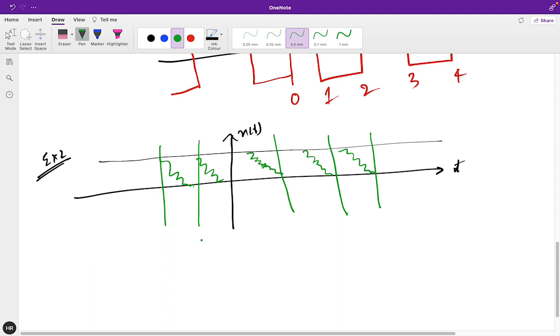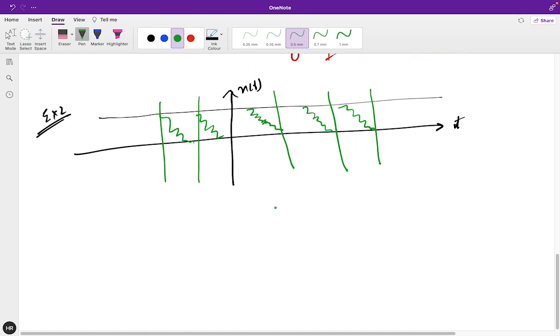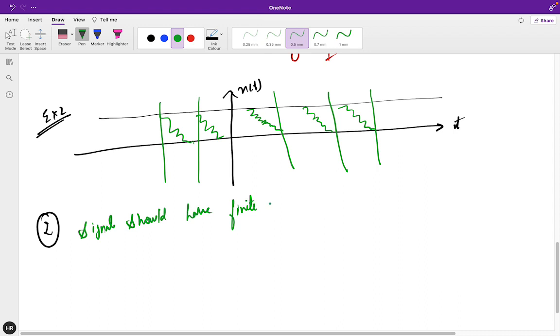And for Fourier series expansion there is another criterion. The second criterion: the signal should have a finite number of discontinuities over the range of a time period.